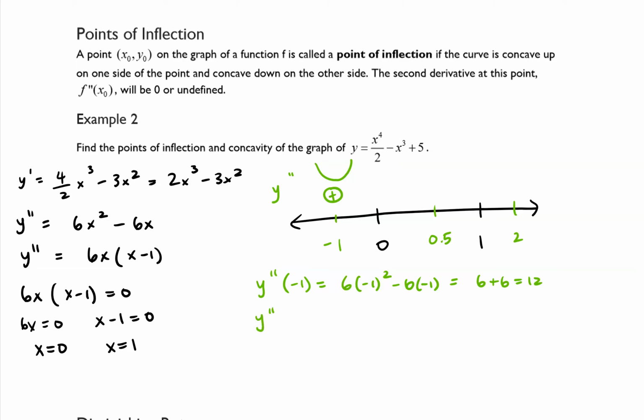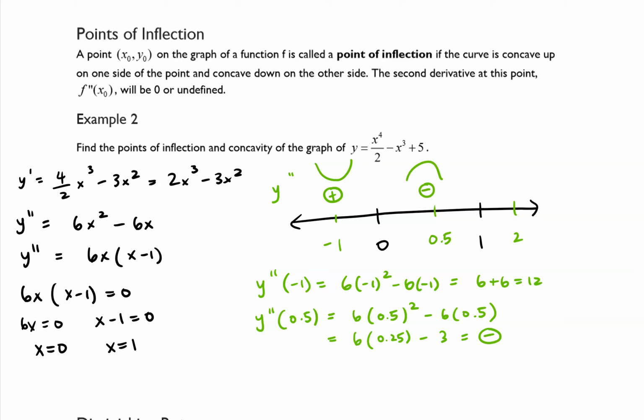And then y double prime of 0.5, that is equal to 6 times 0.5 squared minus 6 times 0.5. That is equal to 6 times 0.25 minus 3. And that is definitely going to be a negative number. So this is negative, and that means that it's concave down.